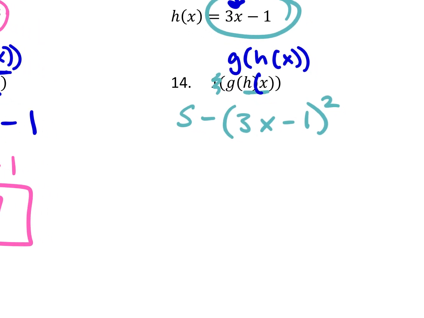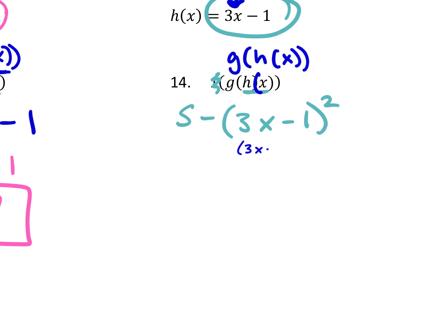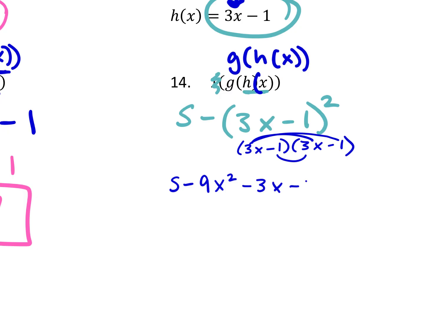All right, here, how do we simplify? How do we square 3x minus 1? FOIL, we have to write it twice and FOIL it out. You absolutely cannot distribute the squared. You got to write it twice and FOIL it out. So what's 3x times 3x? 9x squared. 3x times negative 1. Negative 3x. Negative 1 times 3x. Negative 3x. And negative 1 times negative 1. Positive 1.